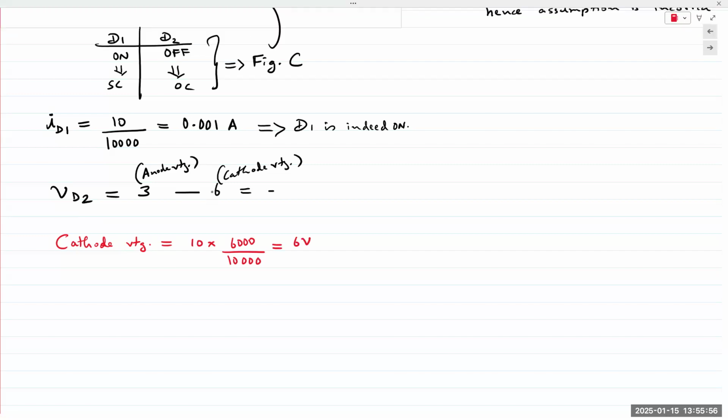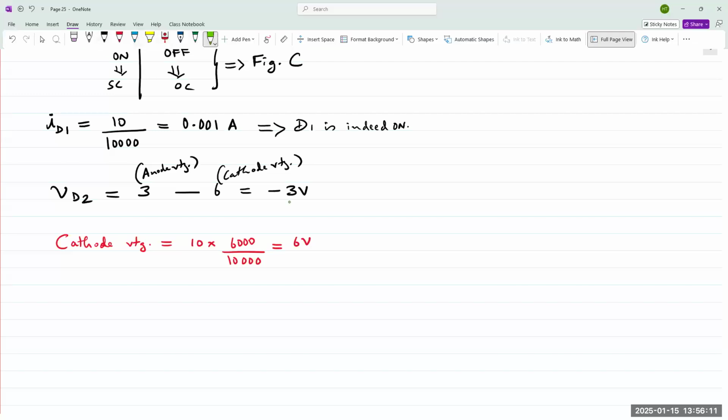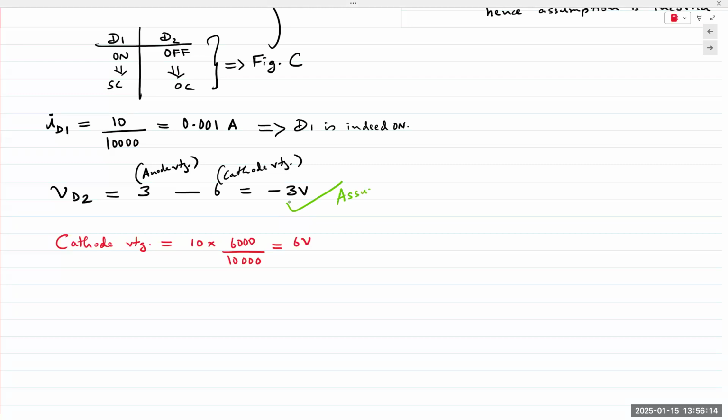3 minus 6 gives me a negative value for the diode voltage of diode D2, which matches my assumption that diode D2 is off. My assumption is valid. So D1 is indeed on and D2 is off. All right, write it down, think over it. Let me know if you have any questions.